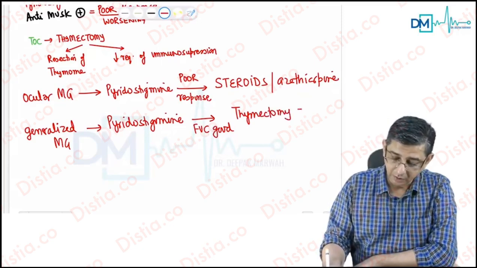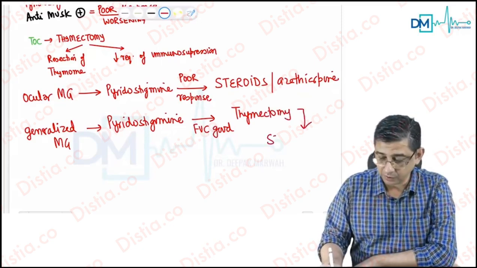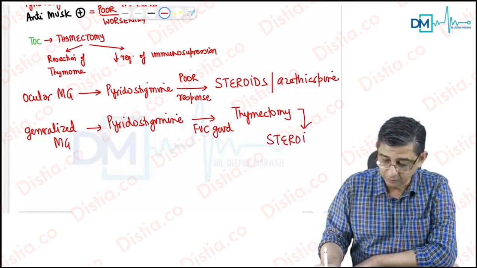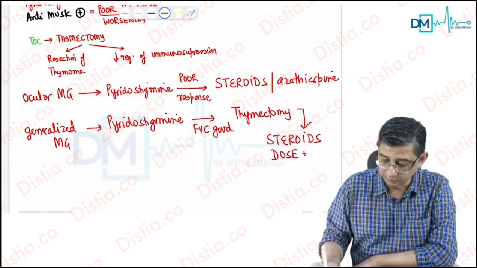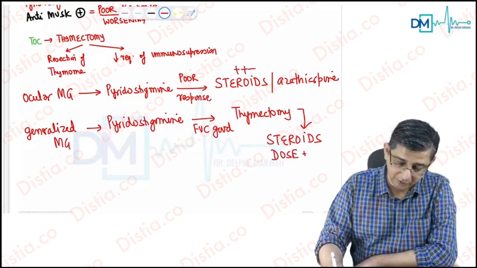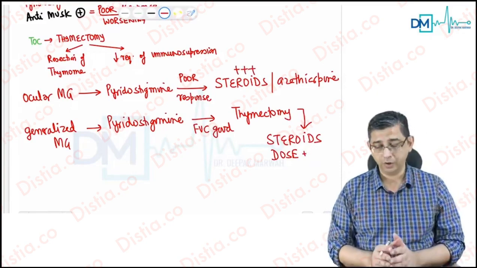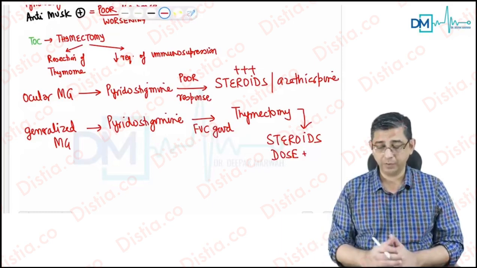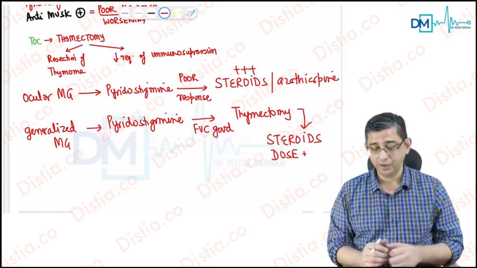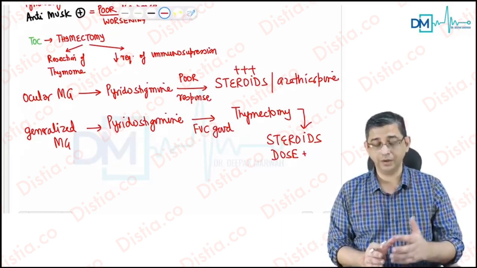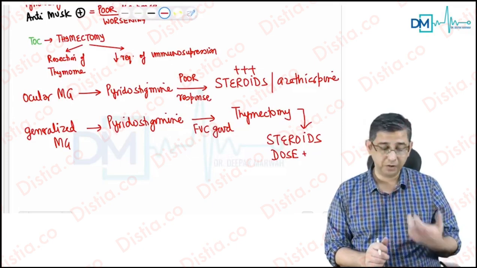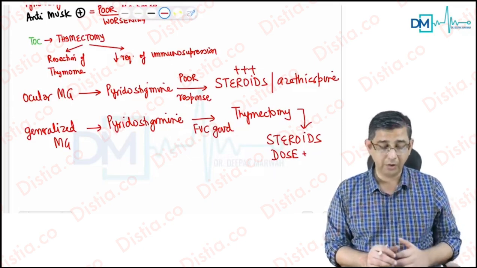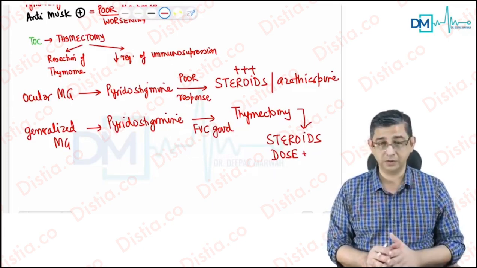Post thymectomy, in these patients, we will still be giving steroids, but the dosage of steroids required will be very minimal. I'm putting one small plus and a couple of big pluses to highlight that the requirement of immunosuppressive therapy after thymectomy is substantially reduced. That is why it is said in the MCQ or in the questions that thymectomy is the best treatment for generalized myasthenia gravis and not recommended for patients of ocular myasthenia gravis.